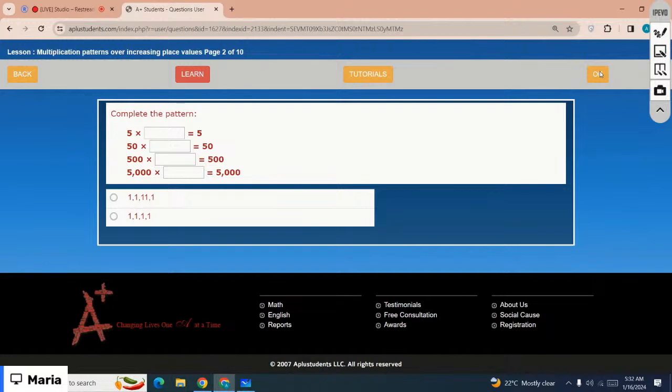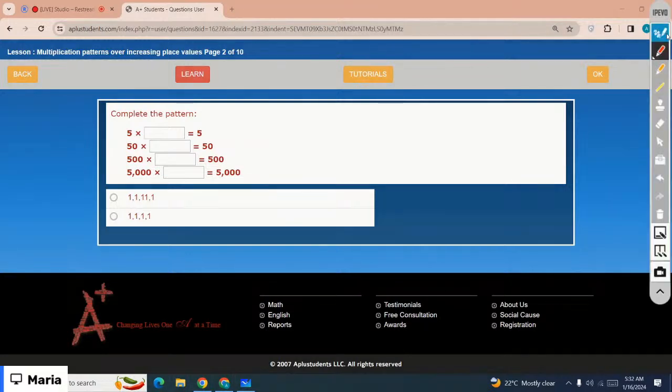Complete the pattern, which is the correct option. 5 times what number is 5? 50 times what number is 50? And 500 times what number is 500? Which is the correct option? You can see here you have 5 and 5, exactly the same numbers. 50 times what number equals 50? 500 times what number is 500?